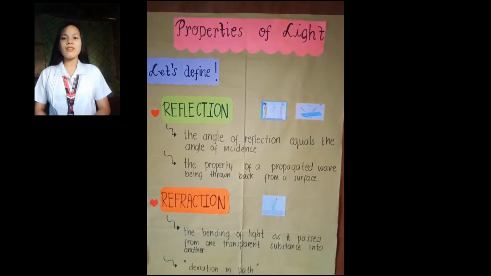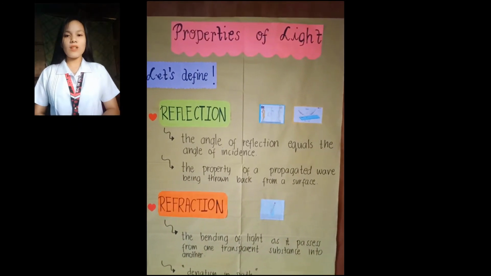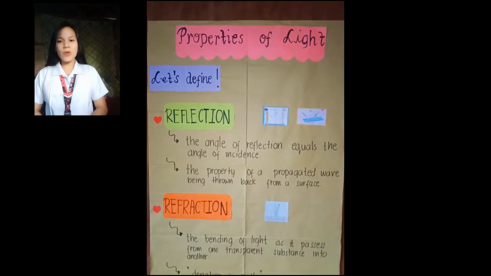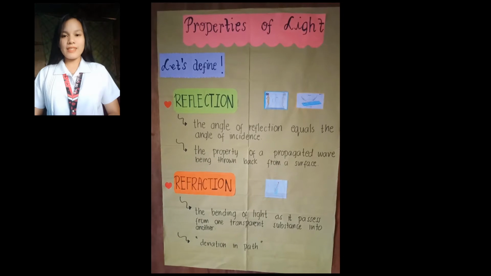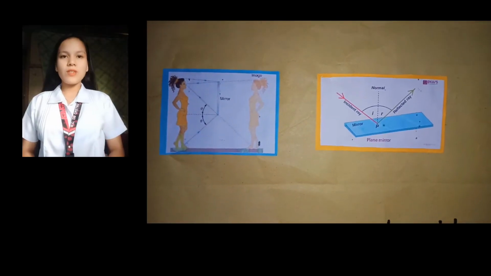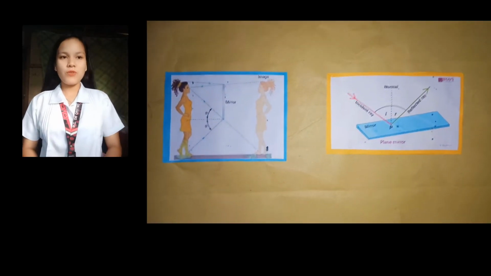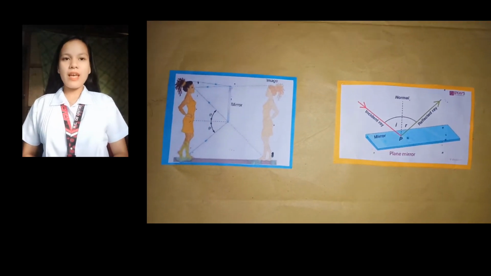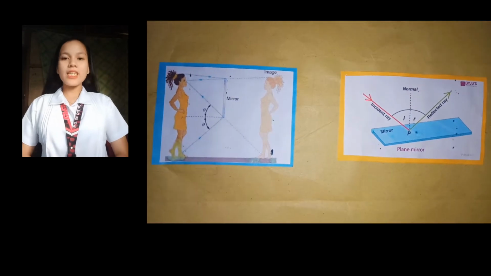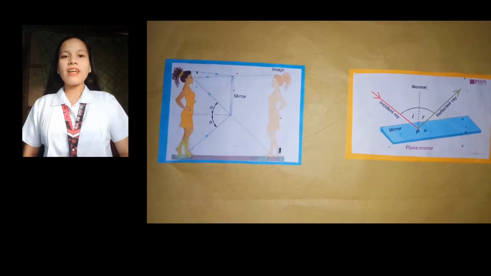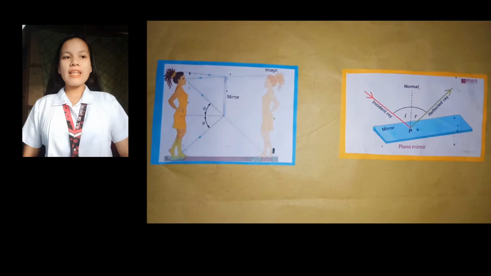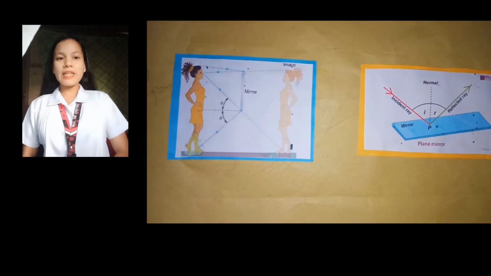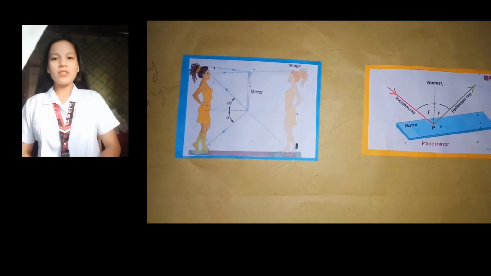Reflection: the angle of reflection is equal to the angle of incidence. It is the property of a propagated wave thrown back from a surface. Whenever you look into a mirror, you see a reflection of yourself. When a ray of light approaches a smooth, polished surface and bounces back, it is called the reflection of light. The incident light, which lands upon the surface, is said to be reflected off the surface. The ray that bounces back is called the reflected ray.